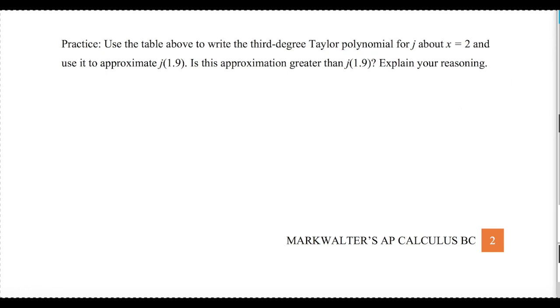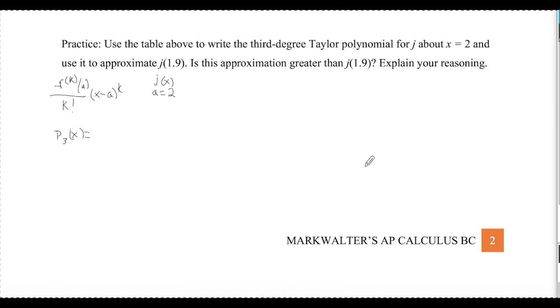So we need the third degree Taylor polynomial. Again, we'll remember that formula: we need the kth derivative of f at a over k factorial, times x minus a to the k. We want the third degree Taylor polynomial, so we want p sub 3 of x, and we want to center it at a equals 2. And j of x is still our function in question.